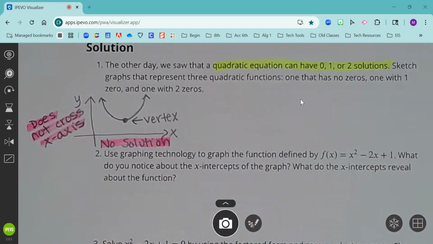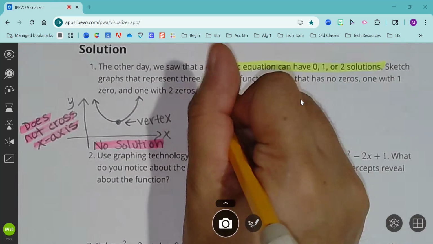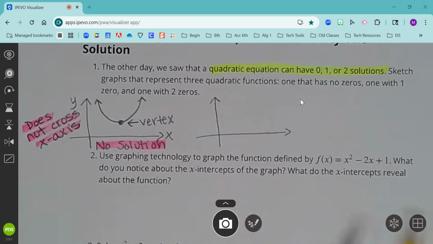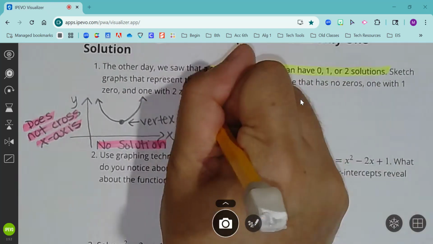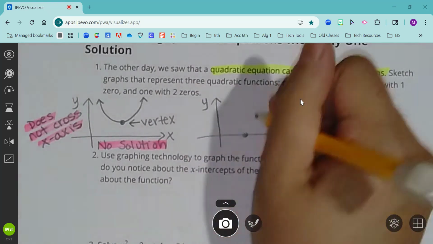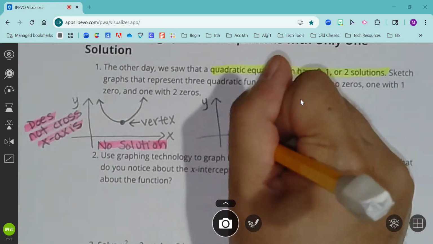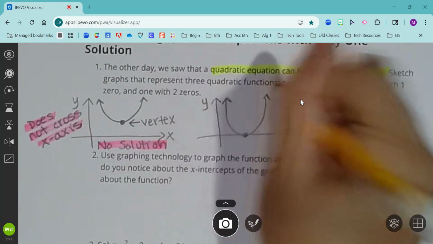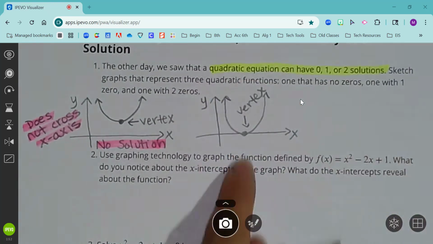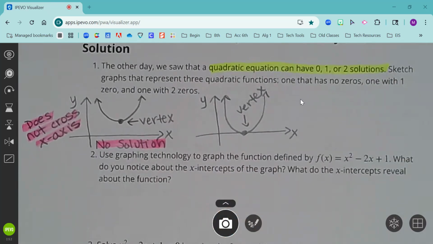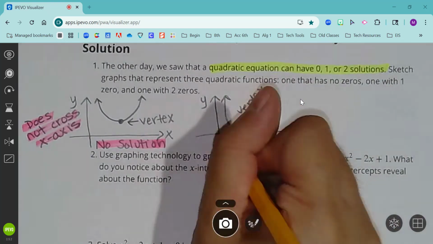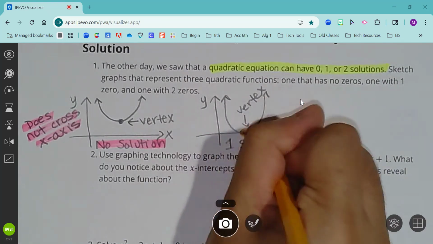So that's a no solution. A one solution would be that the line would have to cross the x-axis at least once. So it would make sense that it would possibly be the vertex that would cross. So right there, the vertex is on that x-axis. So you'll see that right there. The vertex is crossing that x-axis. So this would be a one solution.